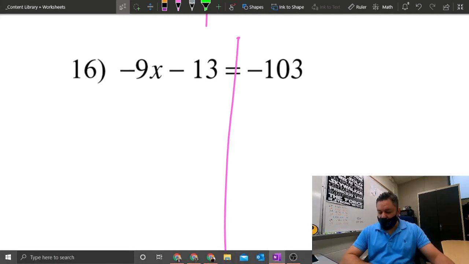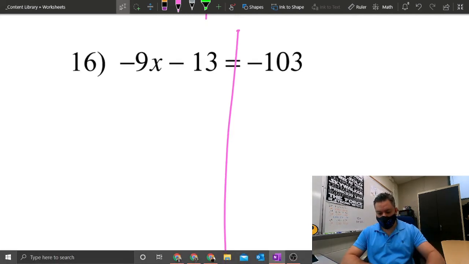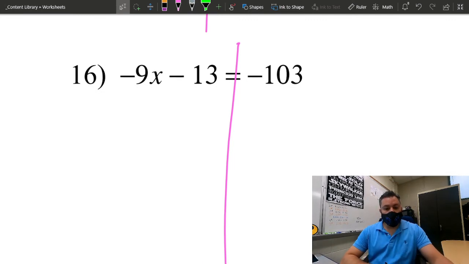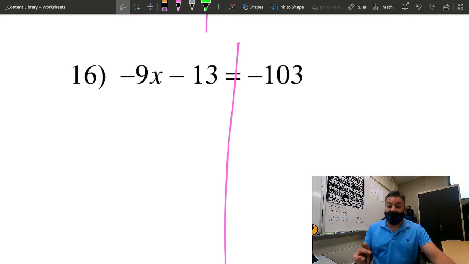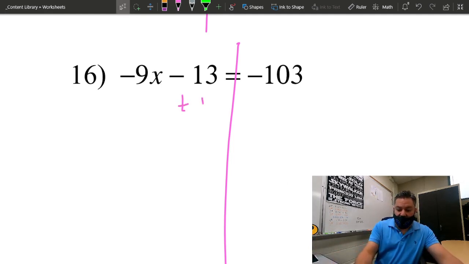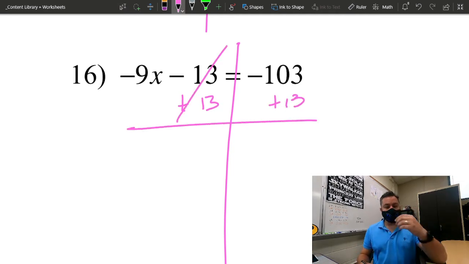What is my first step? Remember, this is a regular equation. We're going to add or subtract and then multiply or divide. What is the first step in this one? What is the minus 13 doing? Adding or subtracting? It's subtracting. So what do you have to do? You've got to add 13, and you have to do it to the other side. Very good.